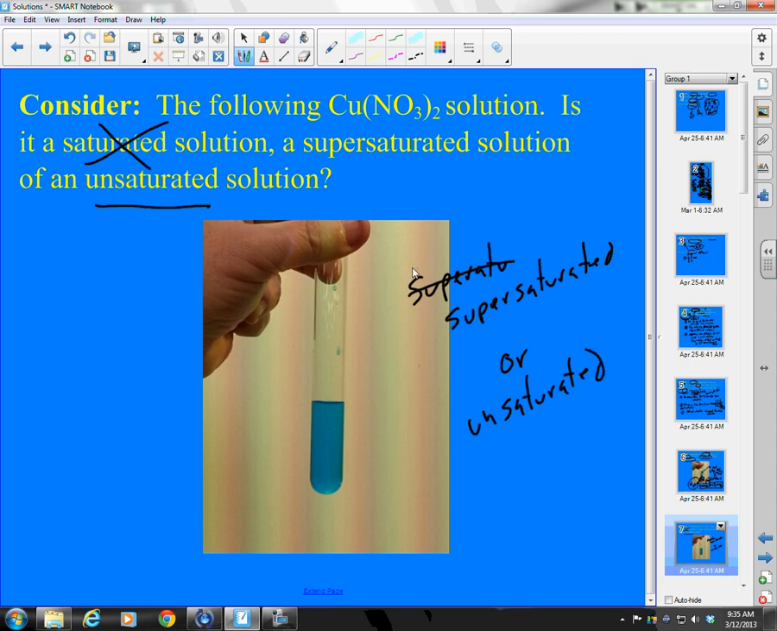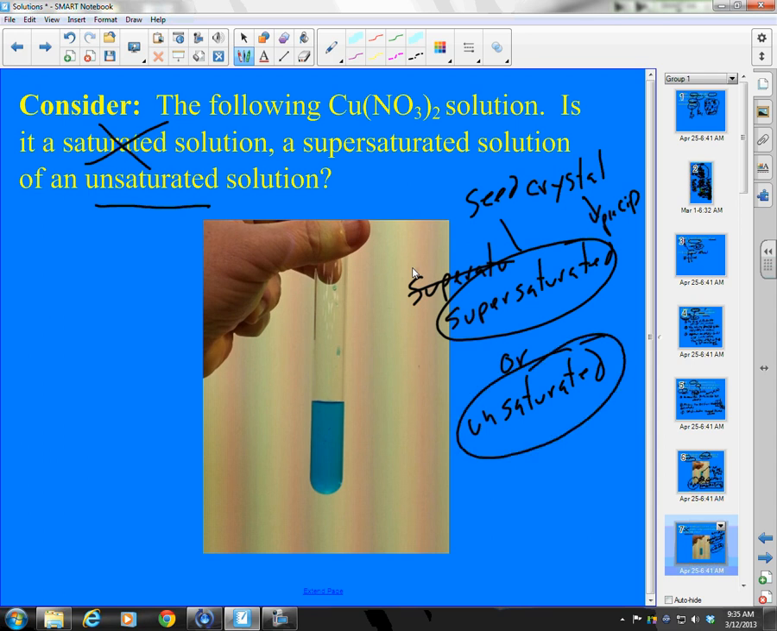Now, how might I tell if it's supersaturated? Well, I could add a seed crystal. And if I added a seed crystal and then it precipitated, we would know that that is supersaturated. Or I could shake it up. If I added a seed crystal and nothing happened, then I would know that it's unsaturated. But this is kind of a trick question. We don't know by looking at the picture. It could be either one. Got it? All right, here we go. Next question.